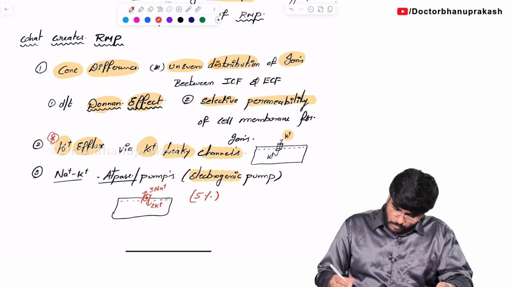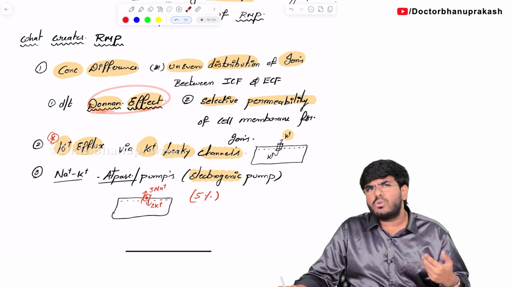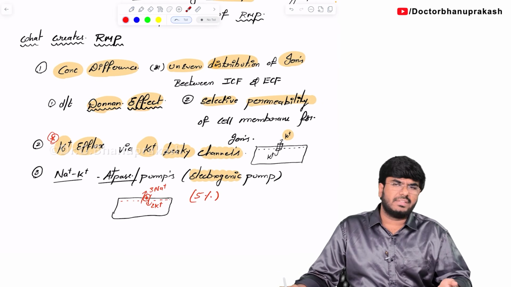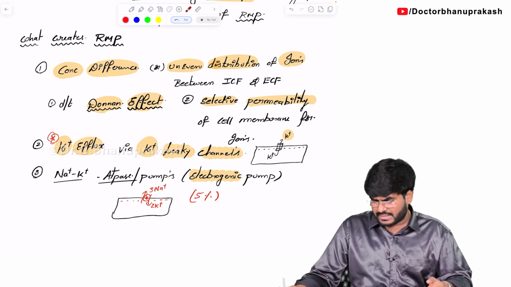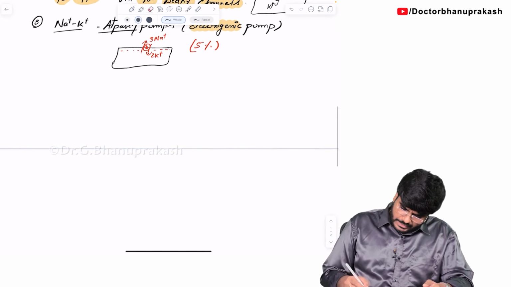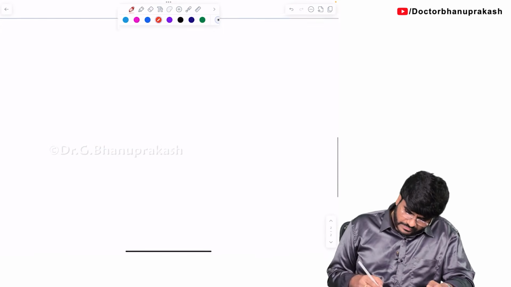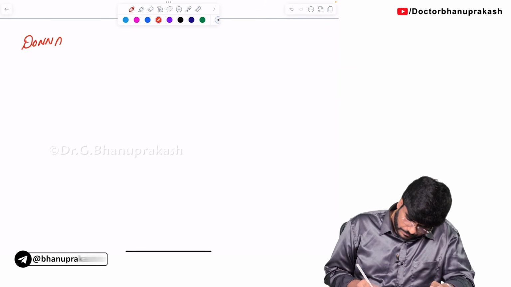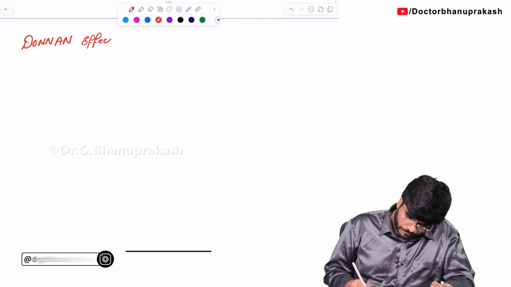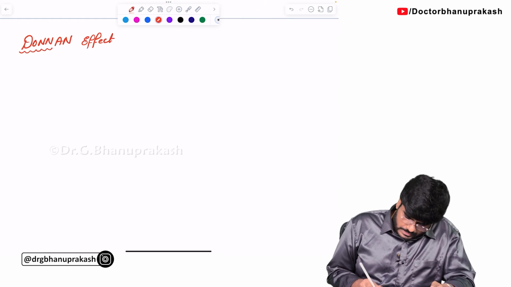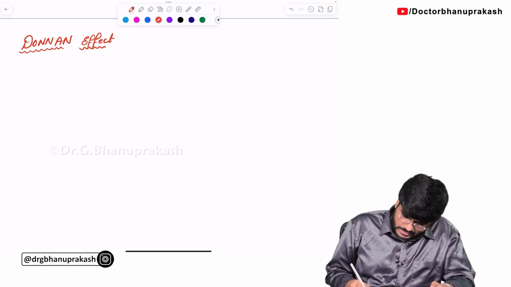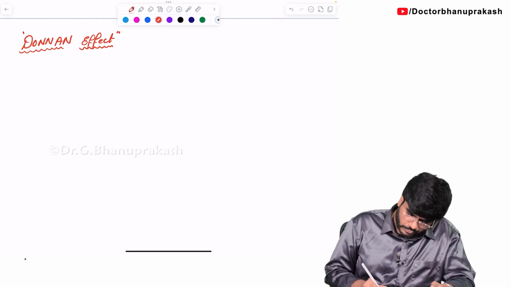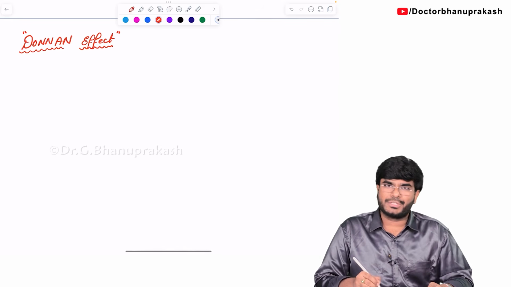But now the most important thing, most of the students find it very hard to understand what this Donnan's effect or this equilibrium is. Okay, let me explain to you about the Donnan's effect now. Okay, Donnan effect. So, what exactly is this Donnan's effect? Donnan's effect will tell you why there is this unequal distribution of the ions.